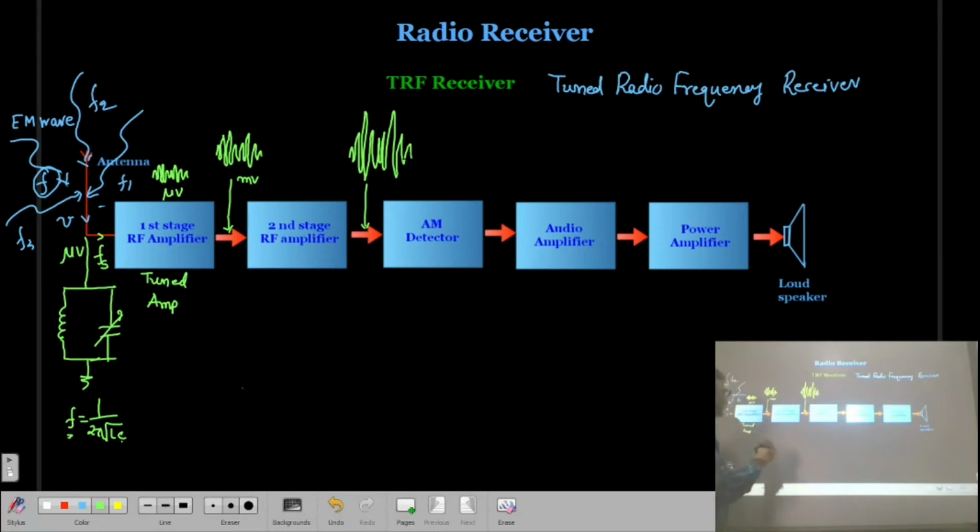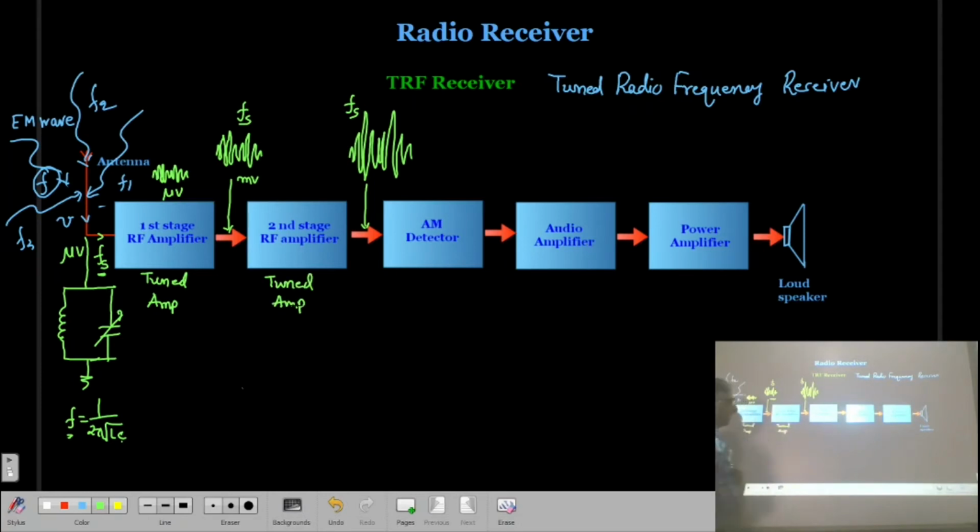Remember, whatever frequency fs we have selected, the same frequency will be here. The same frequency fs will also be here. A single frequency is going to be amplified. Now, these are the tuned amplifiers. This second stage is also a tuned amplifier.